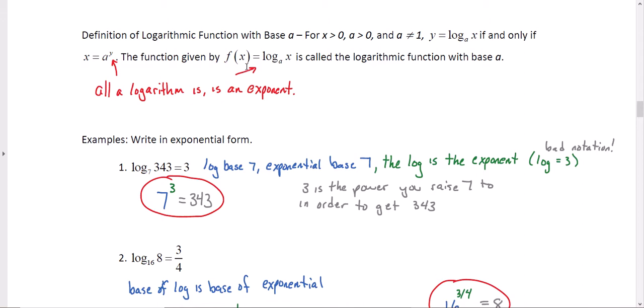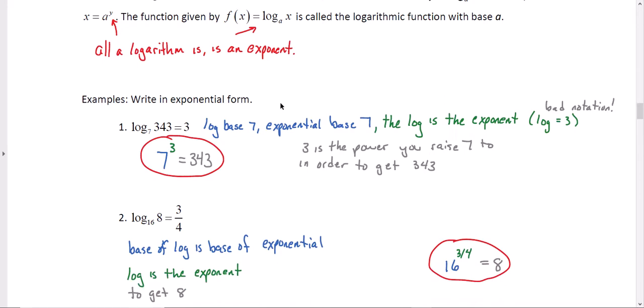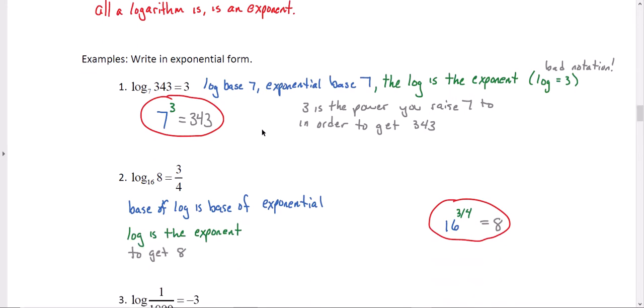The function given by f of x equals log base a of x is called the logarithmic function with base a. Now, if we look at this, y equals log base a of x, y is an exponent. So all a logarithm is an exponent. That's it. A logarithm is just a fancy way of writing an exponent. So let's go back and forth writing logarithms in exponential form.